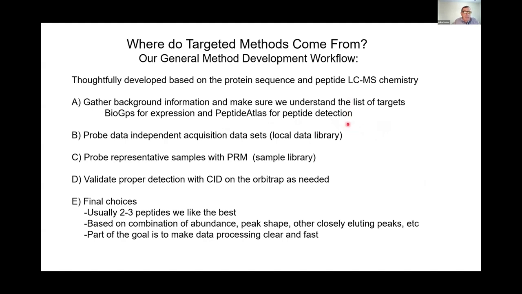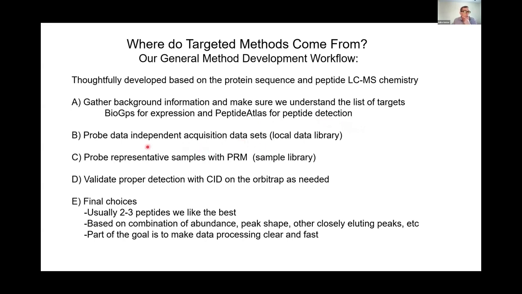So there can be a little communication to figure out exactly what we want to measure. We can look at this thing called the BioGPS to figure out expression, which gives us some idea of different tissues that might make the process easier. There's a Peptide Atlas out there that we can look at for specific peptide detection. It's also very useful because it warns us about peptides that might be seen in more than one protein, and that can be quite useful and valuable.